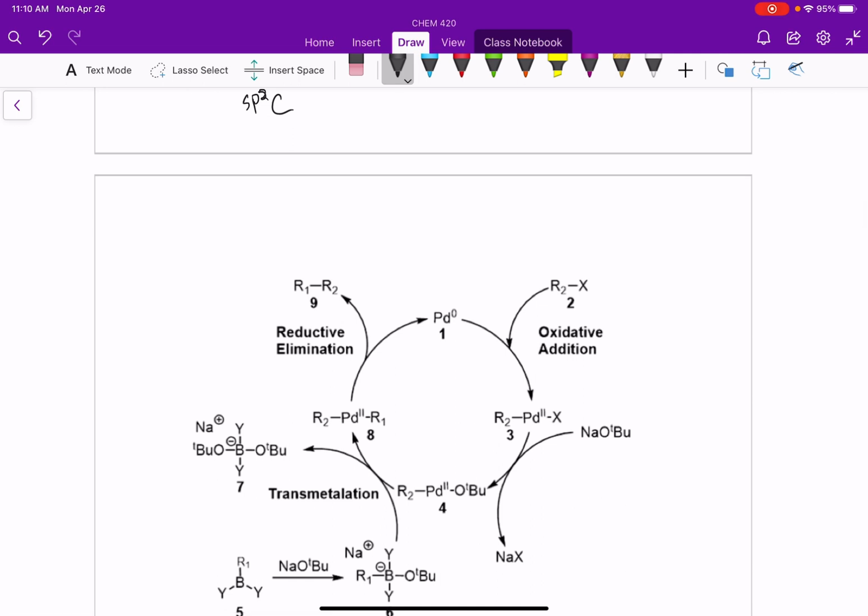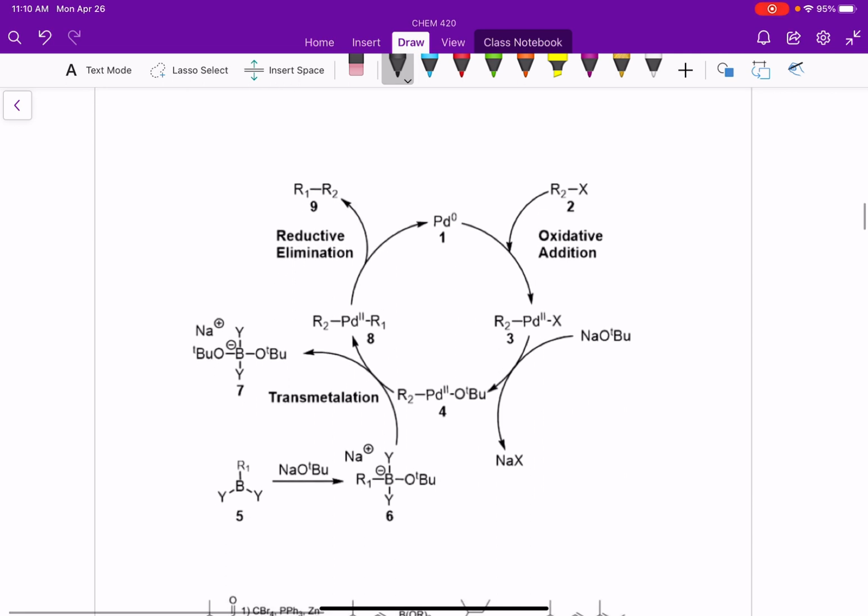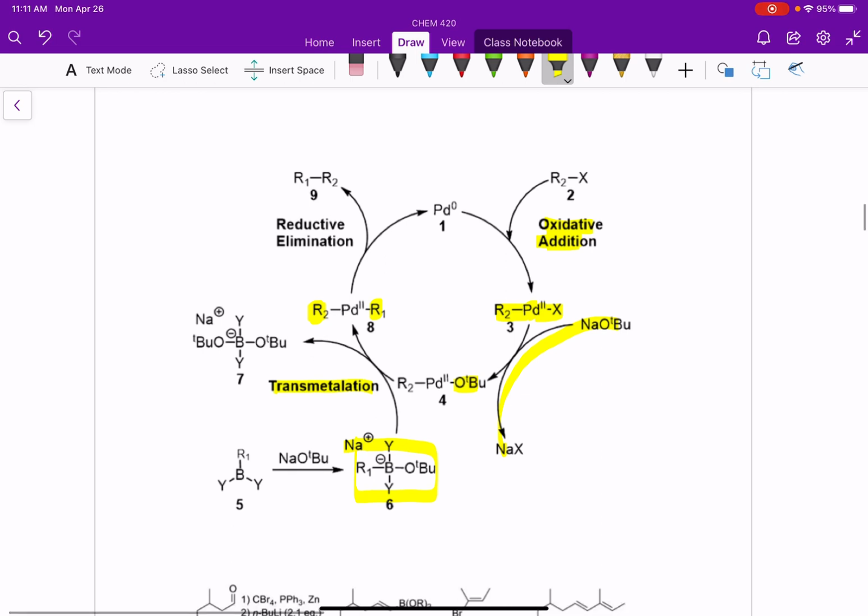Here's the catalytic cycle. Okay, very similar to the Stille. Oxidative addition inserts the palladium in between R2 and your halogen or pseudohalide. Usually you use a base because that will replace the halogen. Transmetallation with your boron complex results in R2 and R1 connected to the palladium, and then reductive elimination gets out your product.